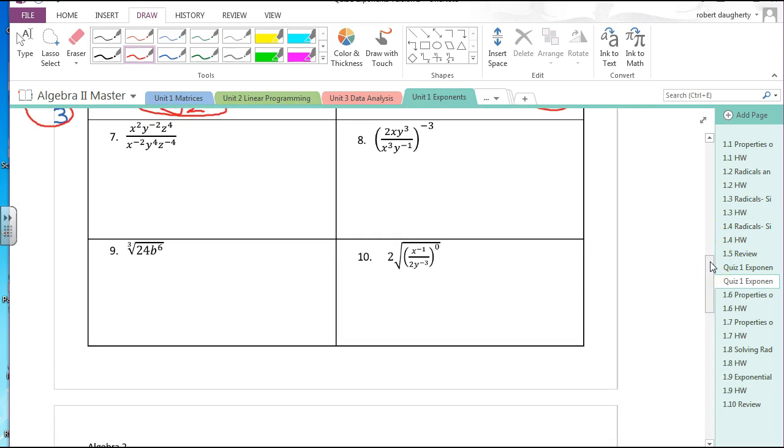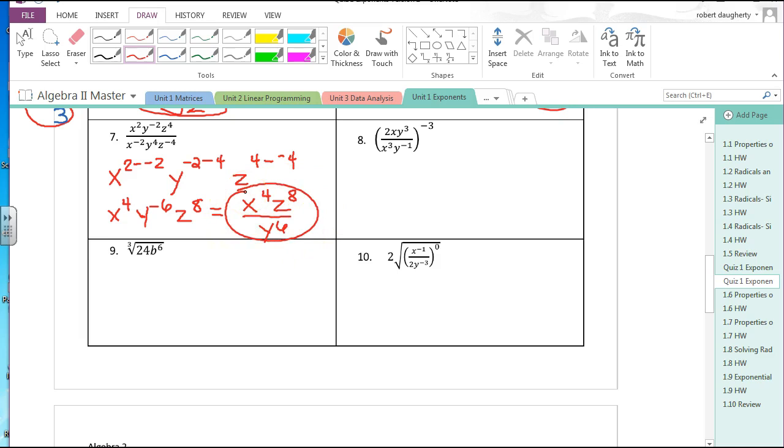Number 7. Looks complicated, but it's just really about being organized. So if I've got quotients with exponents, this is going to be x to the... if I look at the top, I've got an x squared minus negative 2. Y, I've got a negative 2 and then minus 4. Z, 4 minus negative 4. So this is x to the fourth, y to the negative 6, times z to the 8th. Making sure I leave no negative exponents, this is x to the fourth, z to the 8th over y to the 6th.